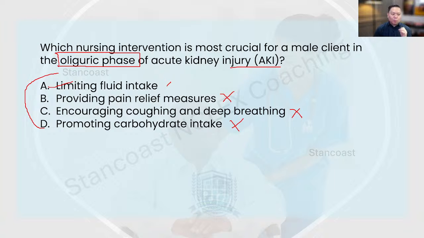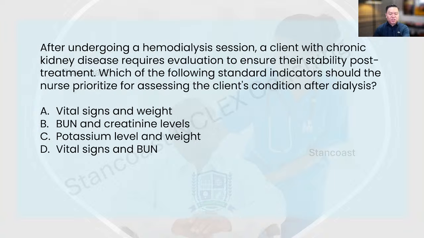So make sure that you're prioritizing the physiological needs according to the ABCs: airway, breathing, and circulation. Make sure you do that, and also focus on the life-threatening conditions the patient would have. Okay? You also need to recognize what actions can prevent fluid overload in the oliguric phase, and make sure you are able to identify steps like limiting the fluid intake. All right, let's move on to the next question.